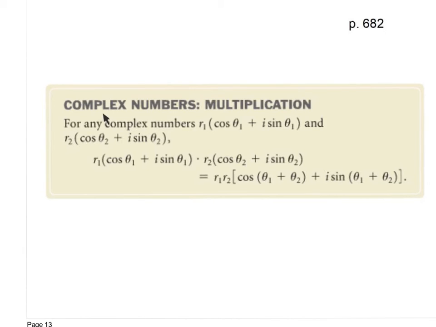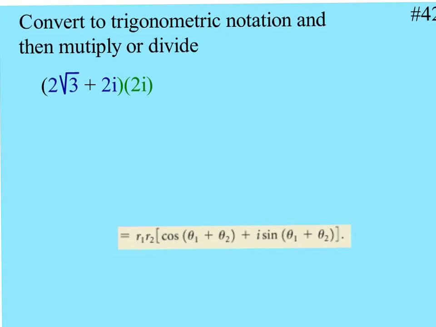If we're going to take these complex numbers and multiply them, our formula of two things in trig notation multiplied together becomes: multiply the r's, combine the thetas of the cosines, and combine the thetas of the sines. So let's change this up. First of all, a is 2 radical 3, b is 2. What would that look like?